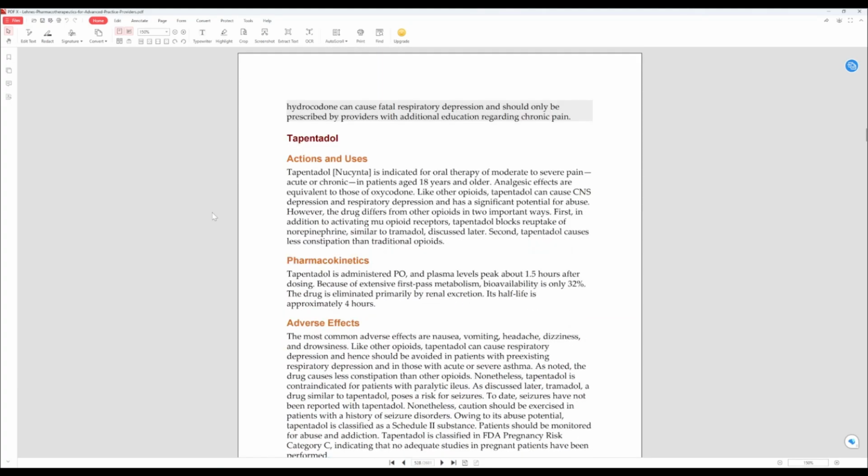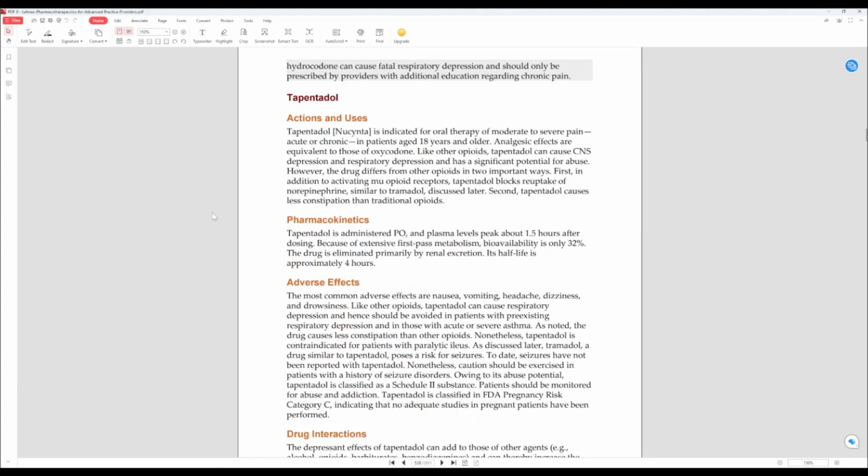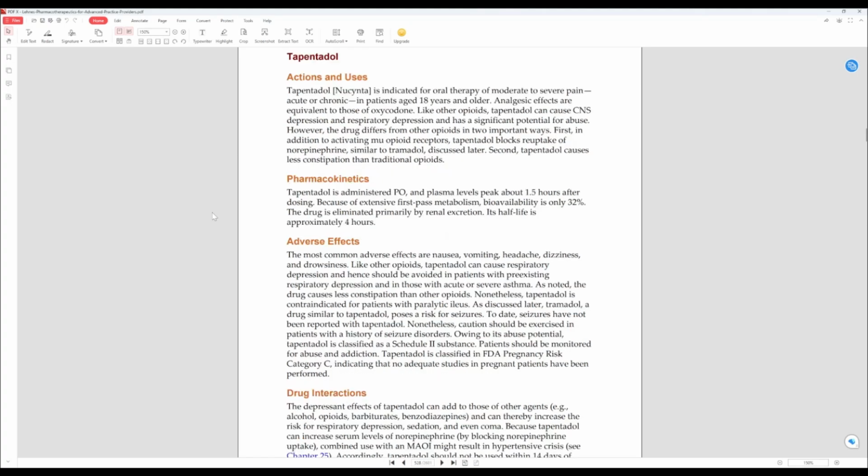Which takes us to the next medication, tapentadol. Tapentadol, also known as Nucynta, is indicated for oral therapy of moderate to severe pain, acute or chronic, in patients 18 or older. Analgesic effects are equivalent to those of oxycodone, and like other opioids, the medicine can cause CNS depression and respiratory depression and has a significant potential for abuse.